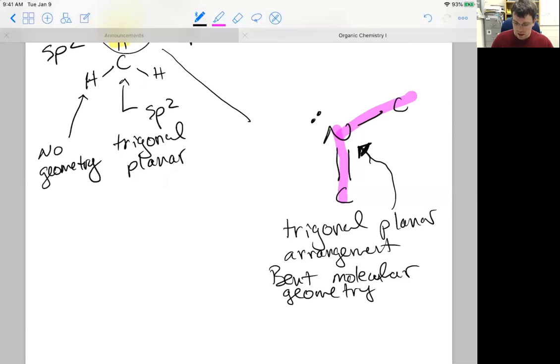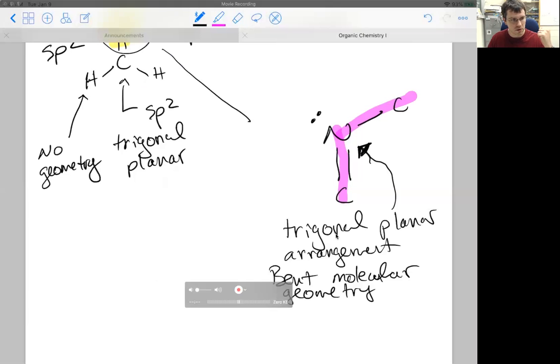Okay, so what we need to be able to do is that in every case, we need to be able to identify the hybridization. And the hybridization tells us the arrangement. sp3 is always tetrahedral. sp2 is always a trigonal planar arrangement. sp is always a linear arrangement, excuse me. But then the geometry is dependent on how many of those things are atoms. So if you have a tetrahedral arrangement and they're all atoms, then it's a tetrahedral geometry. If only three of them are atoms, it's a pyramidal geometry. If two of them are atoms, it's a bent geometry.